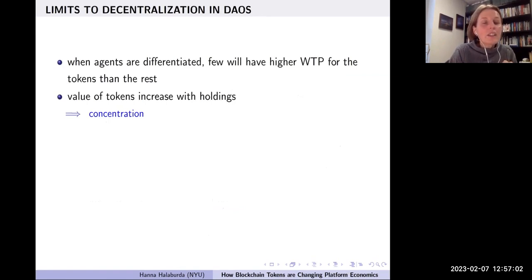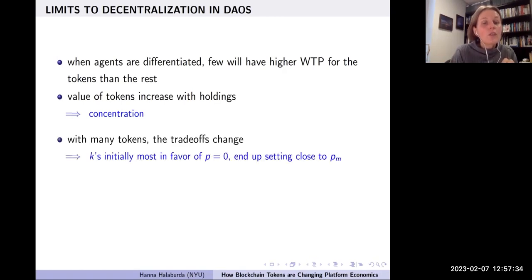So basically what this example illustrates, and we have a general model showing that it's even more striking with strong network effects, is that when agents are differentiated, few or one will have higher willingness to pay for the tokens than the rest of them. And the value of tokens increases the more tokens you already have. Both of these things are going to lead to concentration.